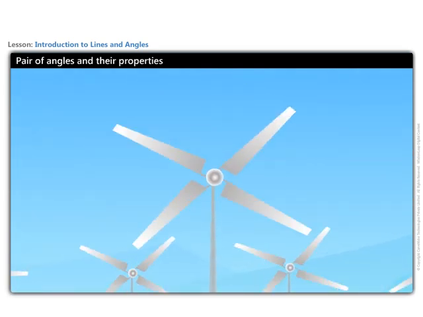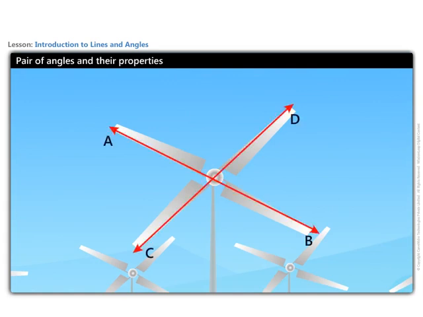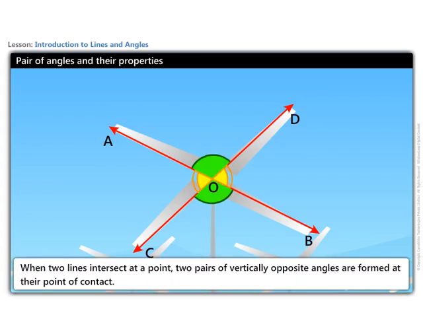If the blades of the windmill are represented by two line segments AB, CD, and they intersect each other at point O, then angle AOD is vertically opposite to angle BOC. Similarly, angle AOC is vertically opposite to angle BOD. So, angles AOC, BOD, and AOD, BOC form two pairs of vertically opposite angles. When two lines intersect at a point, two pairs of vertically opposite angles are formed at their point of contact.